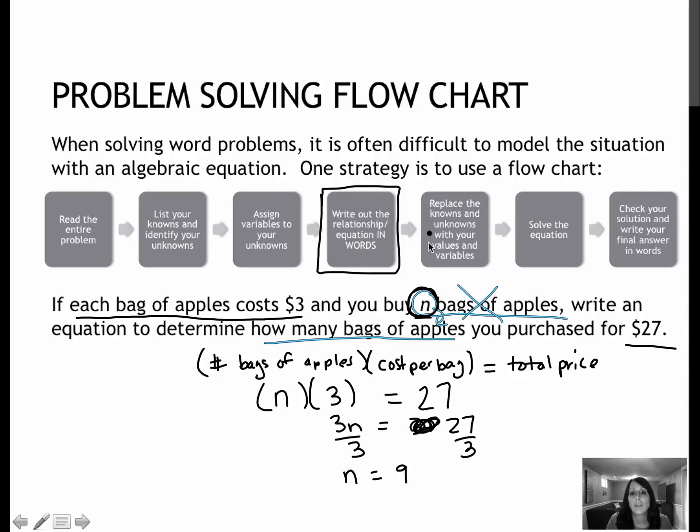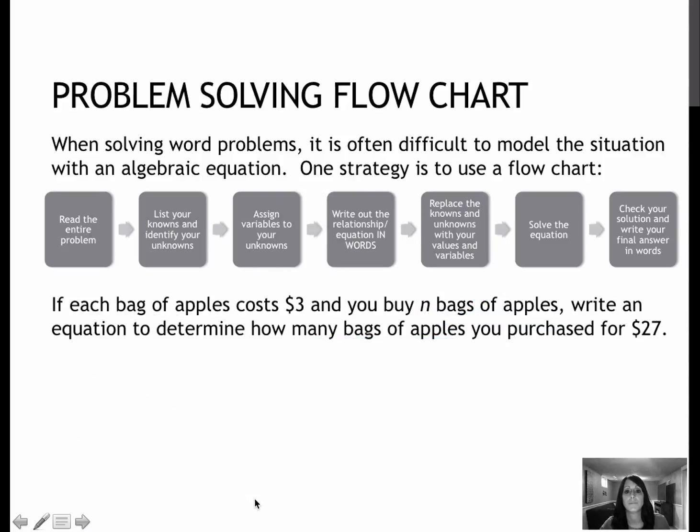Now, that's replacing the knowns and unknowns and solving the equation. So now I've done that. Now I have to check my solution and write my answer in words. So my answer is 9, but I won't just say 9. I'll say I would purchase 9 bags of apples for $27. So write that whole sentence.